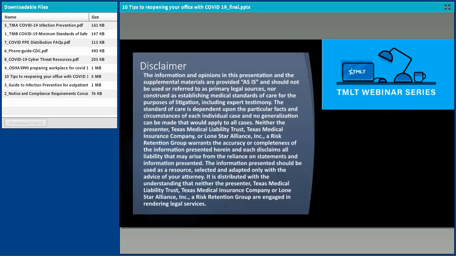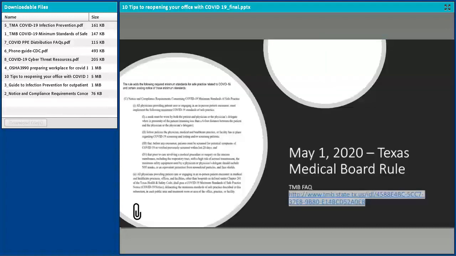Before we begin, we would just like to provide this disclaimer to you all that this is not to be referred to as our primary legal source. These are just resources that we're providing to you as education. We'd also just like to note that with COVID-19, we know that it's a fluid and rapidly evolving situation, and there could be some changes after this webinar has been recorded. So please keep that in mind.